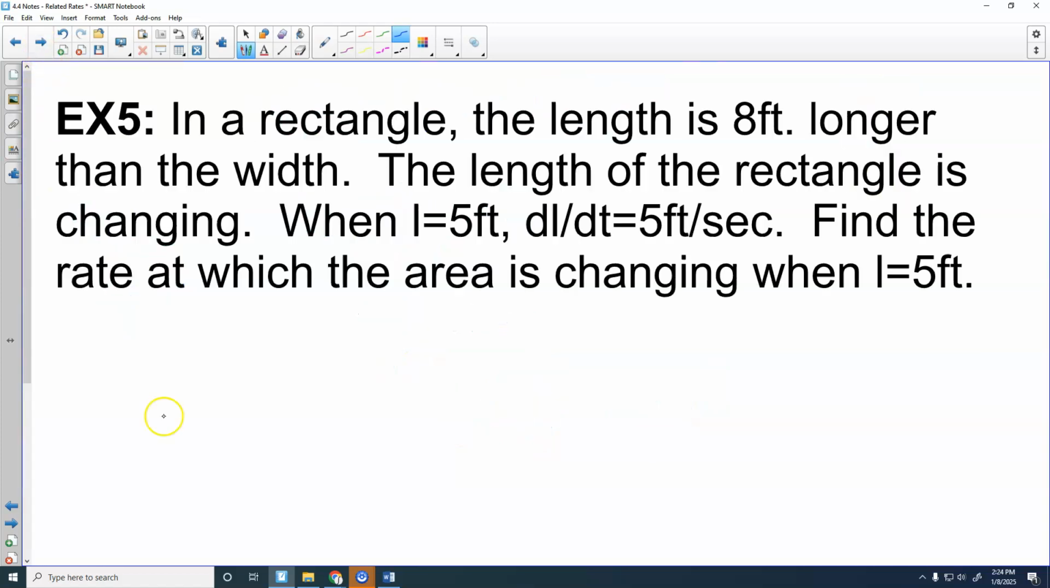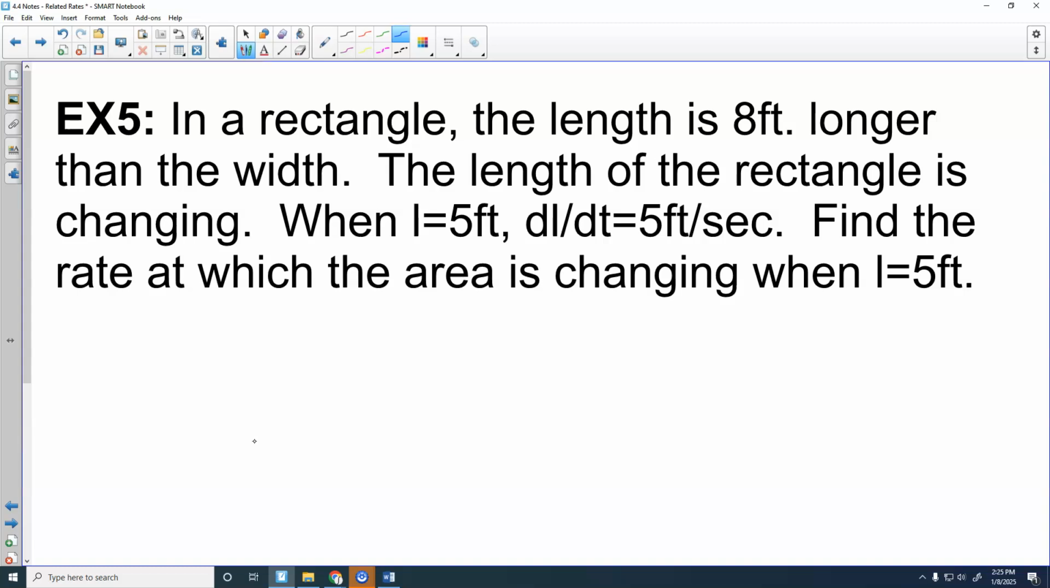Now, I do want to do one more application problem. This is really one of those that math teachers have just made up. Maybe there's a scenario where this happens. In a rectangle, the length is 8 feet longer than the width. The length of the rectangle is changing. When L equals 5 feet, dL/dt equals 5 feet per second. Find the rate at which the area is changing when L equals 5 feet. You could change this to be more of an actual real problem, but this is pretty contrived here. But you have to start somewhere whenever you're doing these problems.